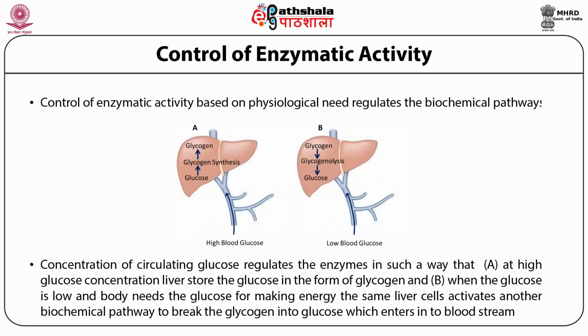So based on the requirement of physiology, when the blood glucose is high in the circulation, another pathway gets activated, which is called glycogen synthesis, and there is a set of enzymes which can convert the glucose into glycogen in scenario A. And there is another physiological requirement when there is low blood glucose in the bloodstream. Another set of enzymes gets activated, and they are nicely controlled and regulated, and then they break down the glycogen through glycogenolysis, and produce more and more glucose which enters the blood and fulfills the physiological requirement of more glucose in the blood for synthesis of energy.